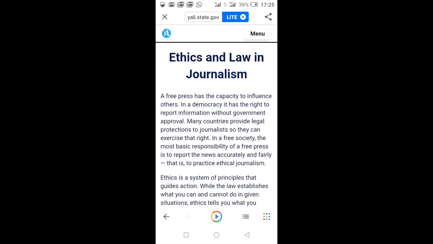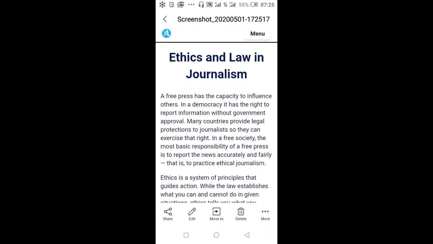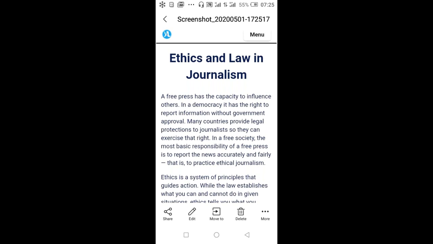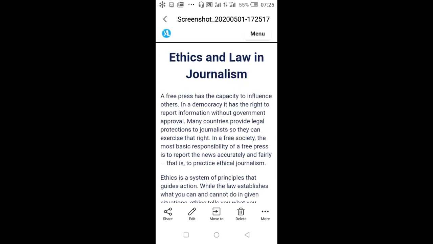Now, when we talk about law, the law establishes what you can do. So it is a law that you must not steal. It's a law that you must not infringe on somebody else's right. The law is backed up by what is written in the Constitution. In other words, you can be sued because it's a law. When you infringe on the law, you can be sued, you can be charged to the court of law, while the law establishes what you can and cannot do in a given situation.